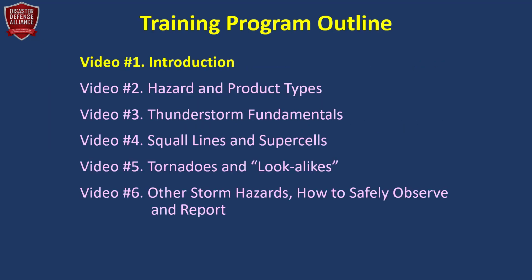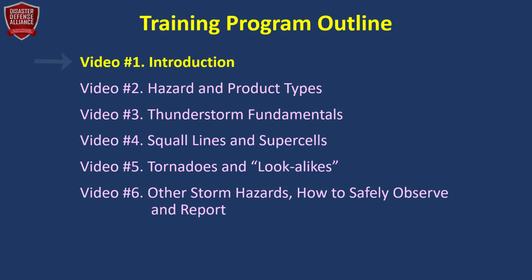Unlike most spotter training presentations that provide viewers with over an hour of material all at once, this training is done differently, in a manner more in line with how adults learn. It consists of 6 short training videos, each about 7 to 10 minutes long, and an optional 7th one.